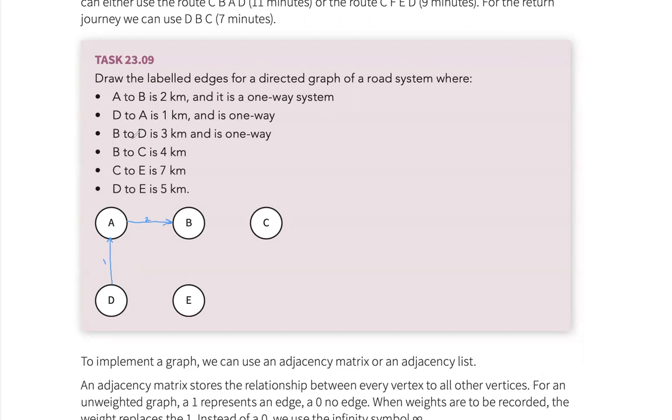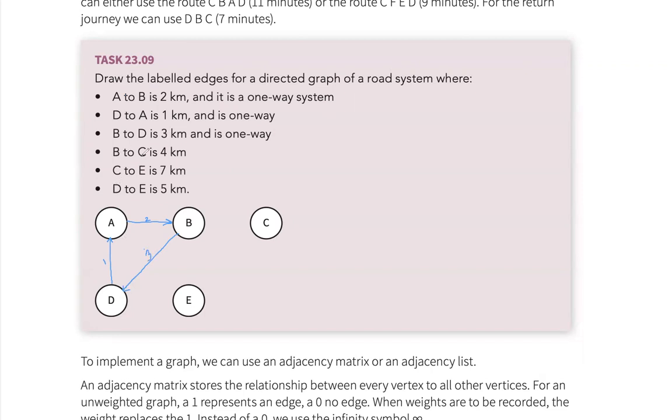Secondly, I have a path from B to D. Again, this is one way. So we make a directed weighted graph like so. And this is only the direction from B to D, and that is 3 kilometers like so.